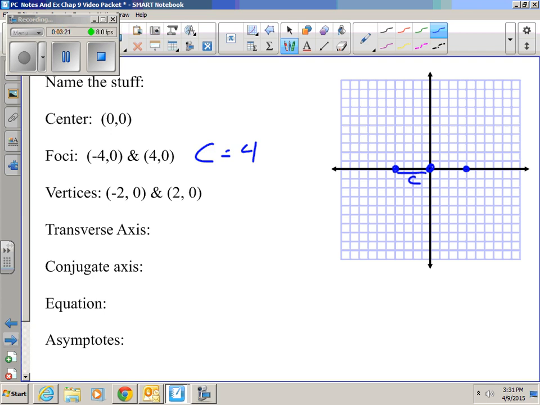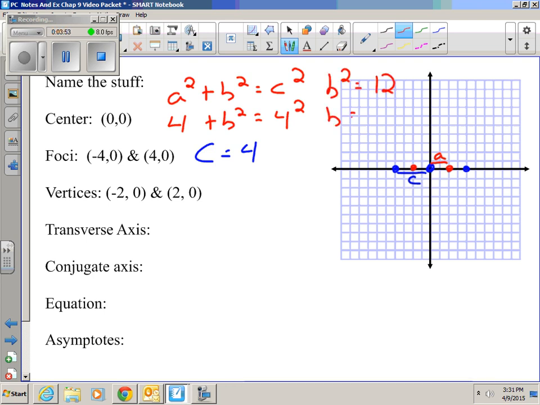Our a is going to be at 2, so at 2, 0, and at -2, 0. That distance right there is A. And our B is found by doing A squared plus B squared is equal to C squared. So 2 squared, which is 4, plus B squared is equal to 4 squared, which is 16. So B squared is equal to 12. B is equal to 2 root 3, the square root of 12.